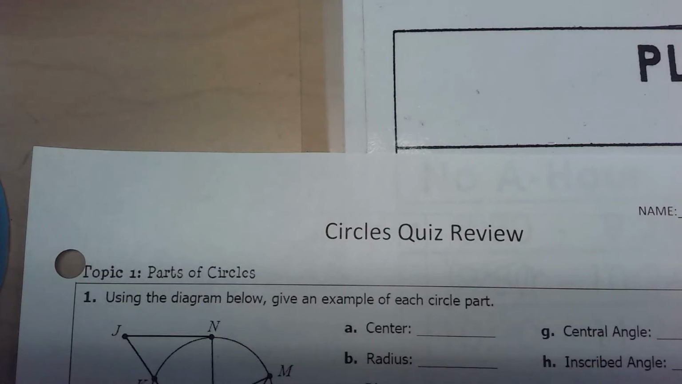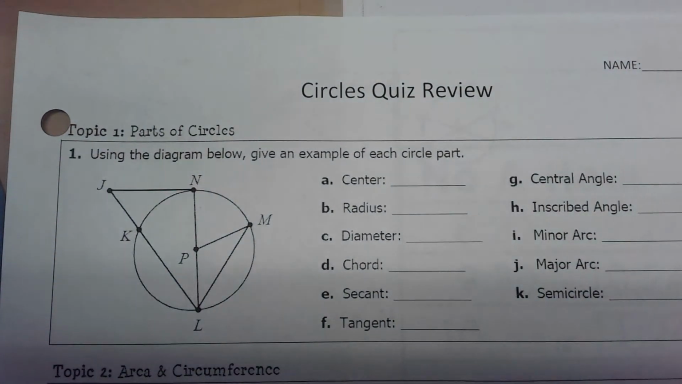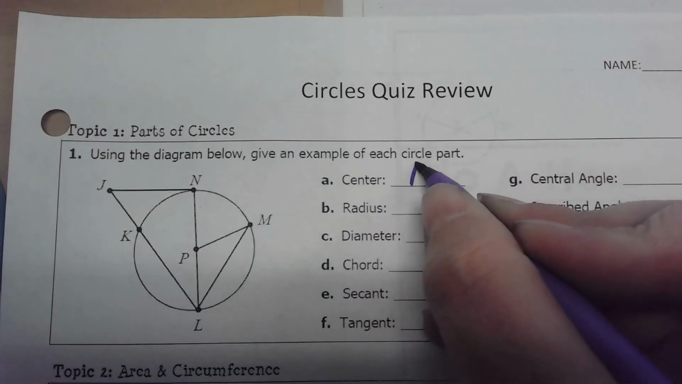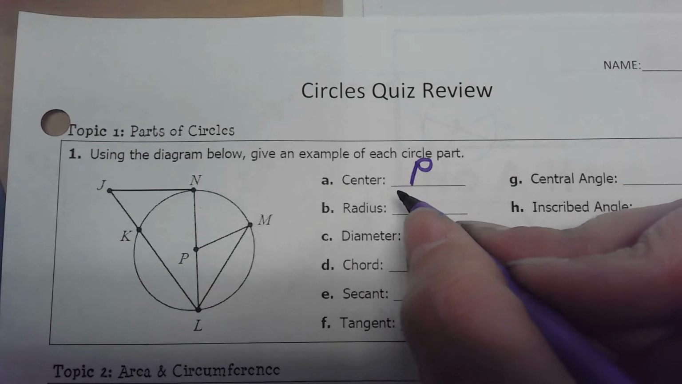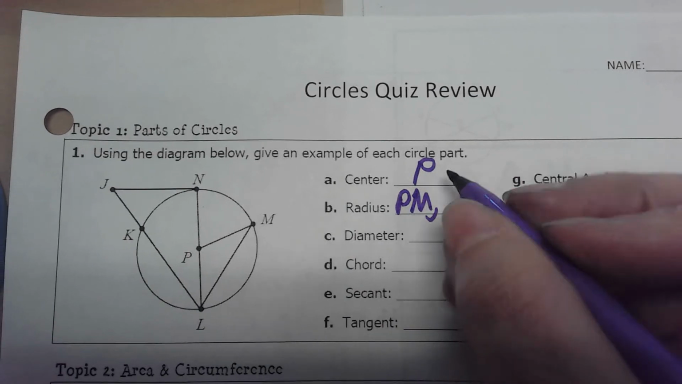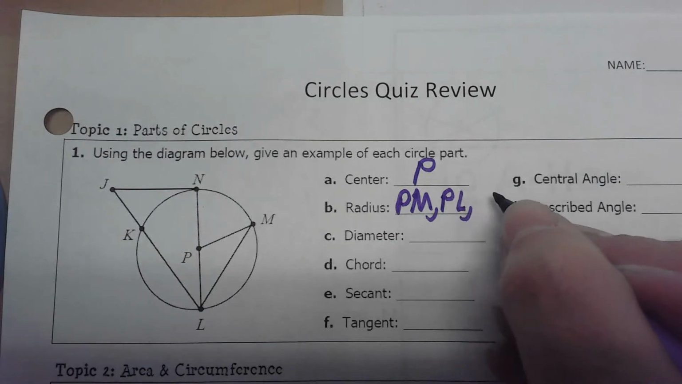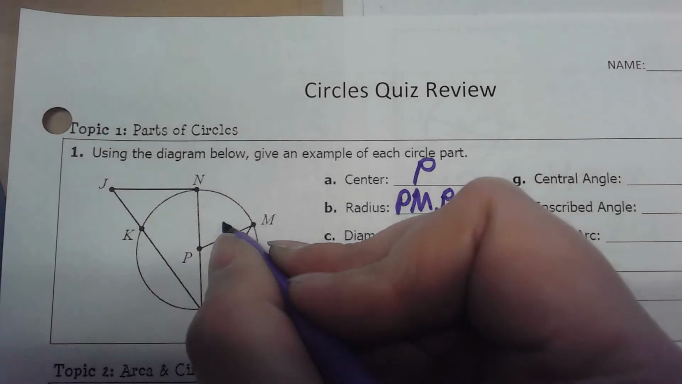Hello, so we're going to go ahead and work on the quiz review. In the diagram below, it says give an example of each circle part. The center of the circle, everybody, is P. Radius, you could write it as PM. Okay, so that's a radius. PL is also a radius, and then also PN. All of those are radii of a circle.